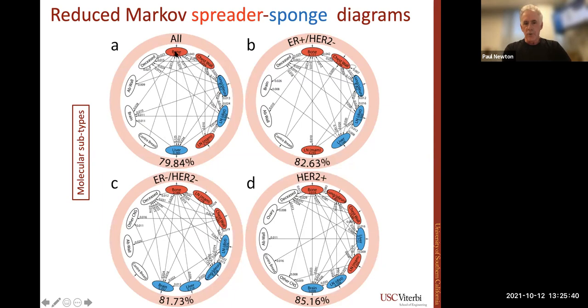And bone is always at 12 o'clock. That's the most probable metastatic site, first metastatic site. And then we broke them up into molecular subtypes. So ER plus, HER2 minus, ER minus, HER2 minus, and HER2 plus. And then it allows you to look at the differences of the diagrams associated with those sites.